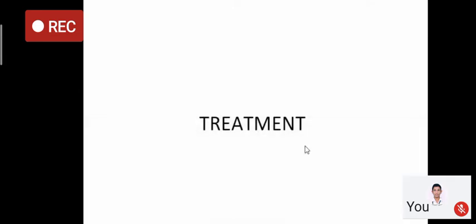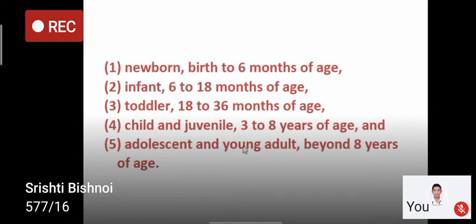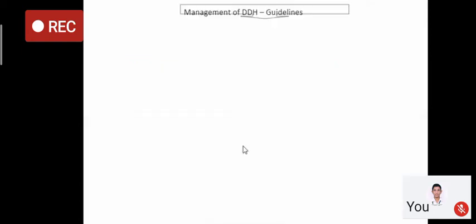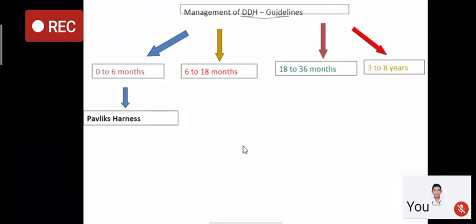Then comes treatment. From birth to 6 months of age, it only needs positional reduction. In infants, 6 to 8 months of age, the treatment is different as per the age. There are certain guidelines: if the child is 0 to 6 months of age, 6 to 18 months, 18 to 36 months, and 3 to 8 years.